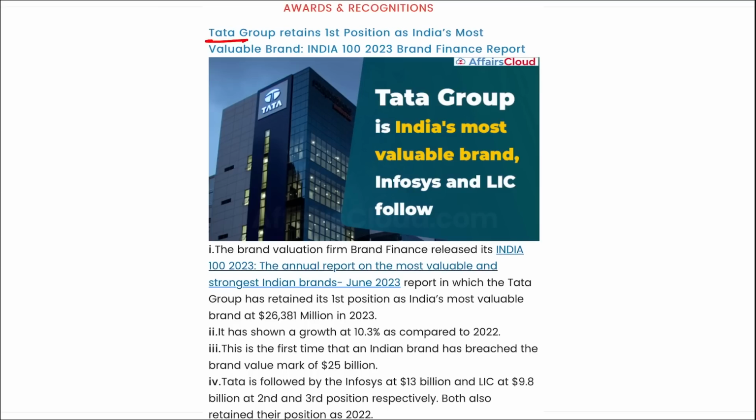Next, Tata Group has retained its first position as India's most valuable brand in the India 100 2023 Brand Finance report. This report was released by Brand Finance, and Tata Group has retained the top position, the valuation of which was $26.381 billion.